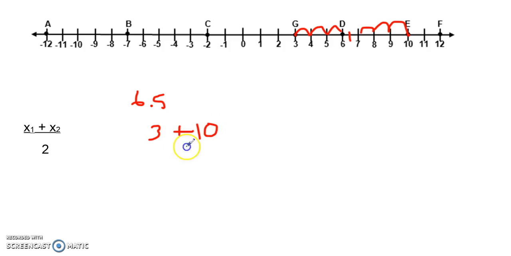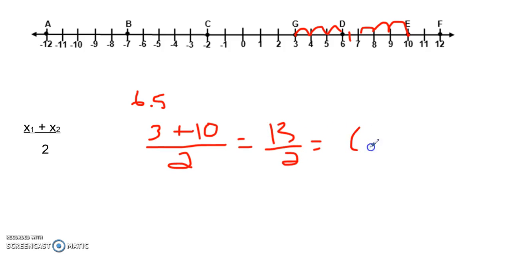Or we can literally say 3 plus 10, it's 13 over 2. So 13 divided by 2, that's going to give you 6.5. So it's the same thing if you use the numbers, but if you do the hops, it's the same thing on a one-dimensional line.